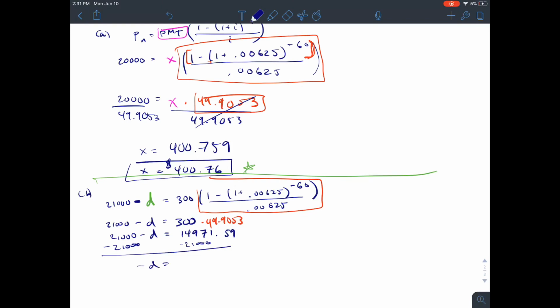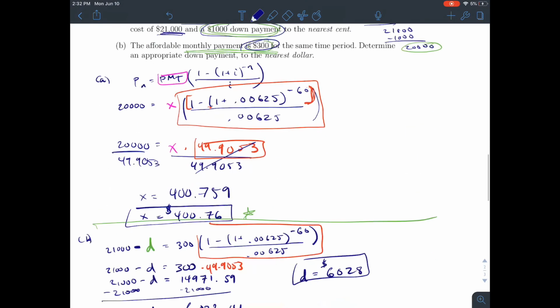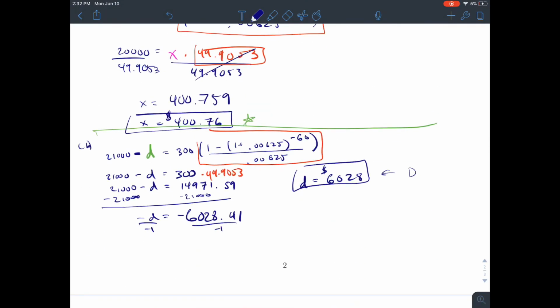Negative D is equal to this minus 21,000 on the calculator, negative 6028.41. We divide by negative 1 on both sides, and we find that the down payment we have to pay is $6,028 when we round it to the nearest dollar. So in order to have a smaller amount that we pay each month, we have to pay more of it up front via our down payment.